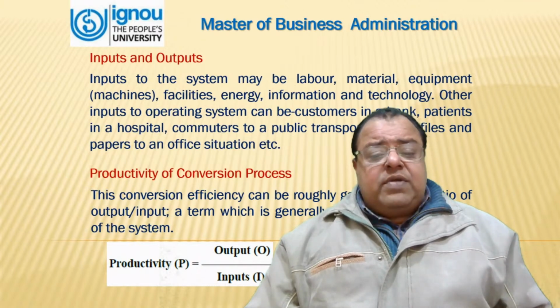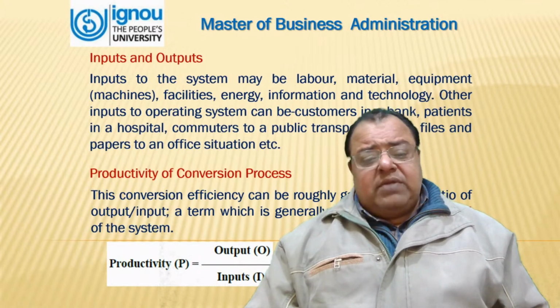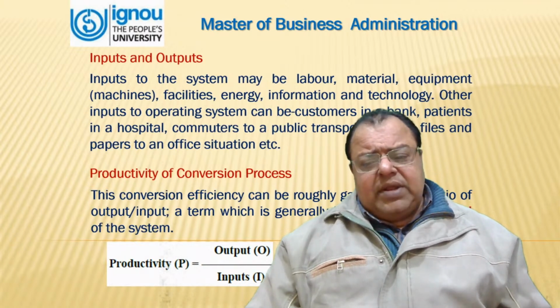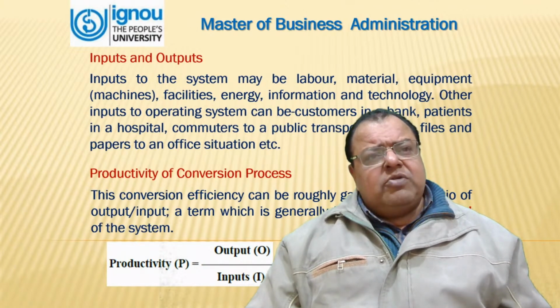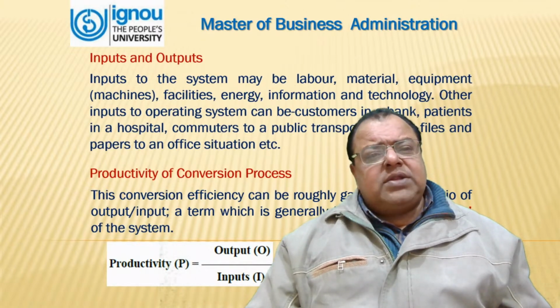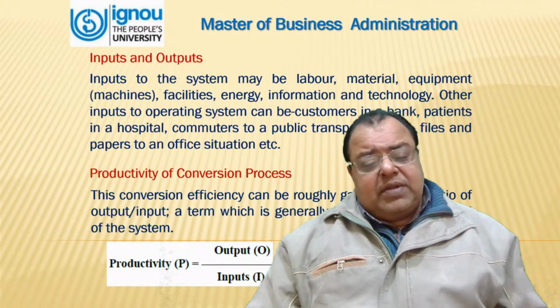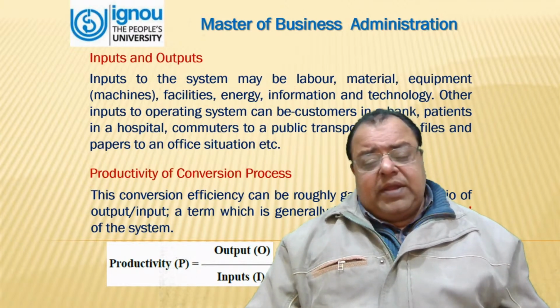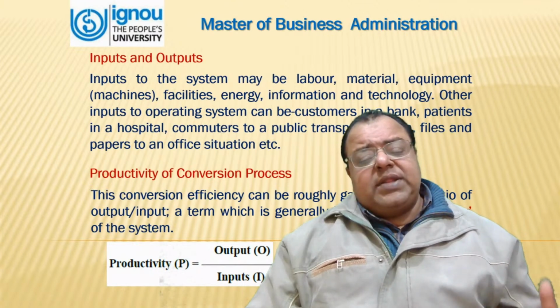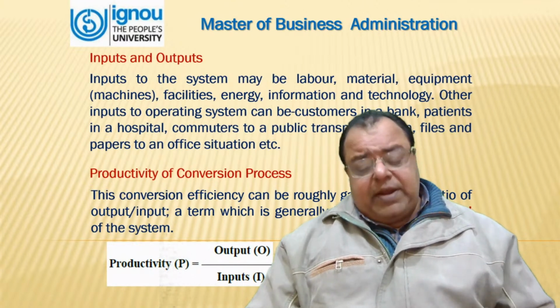Productivity of conversion process. This conversion efficiency can be roughly gauged by the ratio of output to input, a term which is generally known as productivity of the system. So hence productivity is output divided by input.